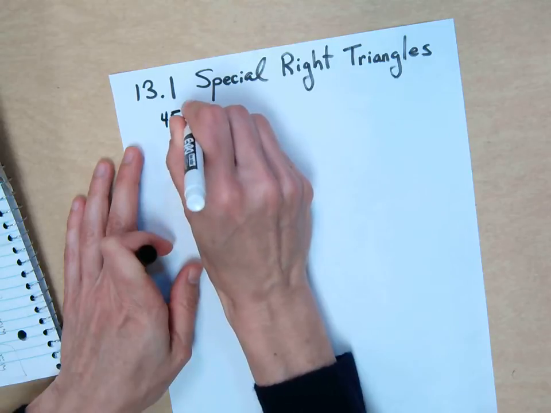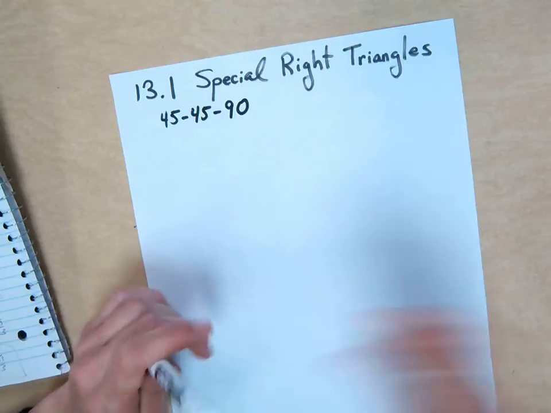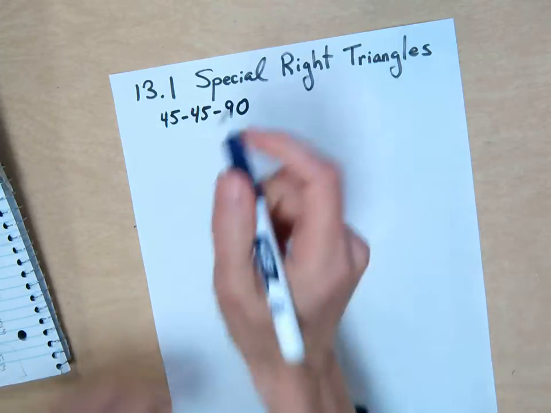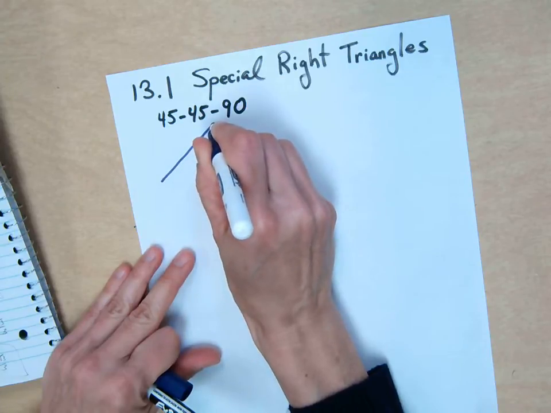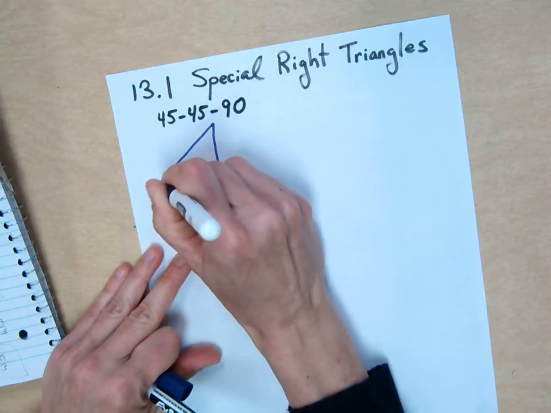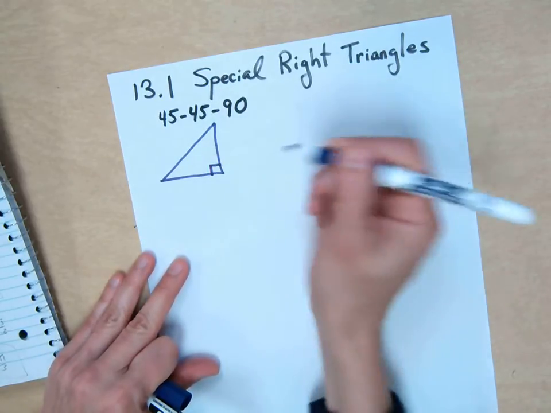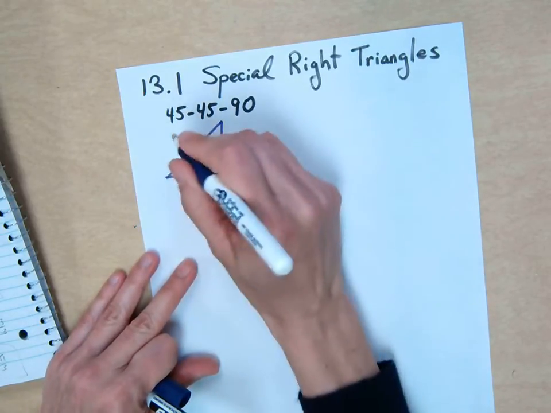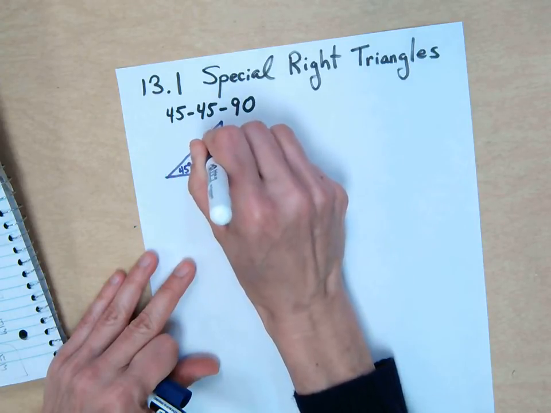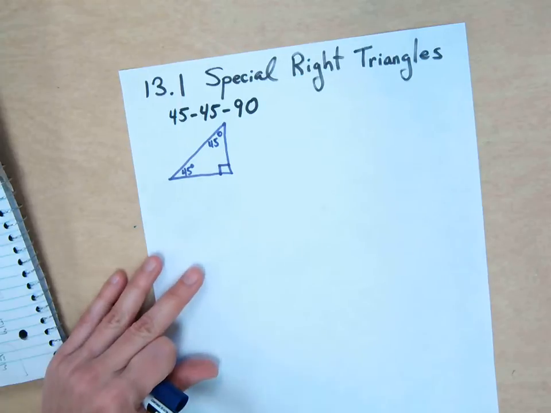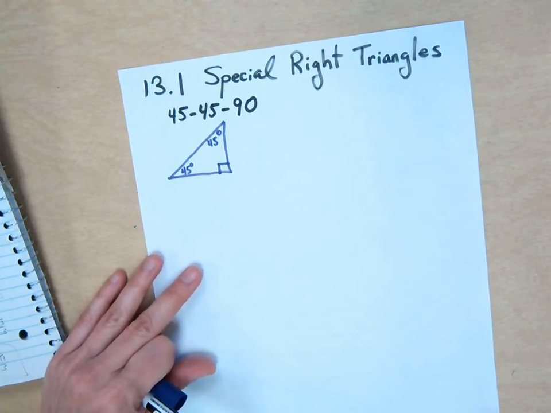So when we have a 45, 45, 90 special right triangle, there's special relationships between the side lengths. So 45, 45, 90, try to draw this where the two legs are the same length. It's a right triangle, and that means that the angle measurements are 45 degrees and 45 degrees and 90 degrees. There's a special relationship between the side lengths when you have that.